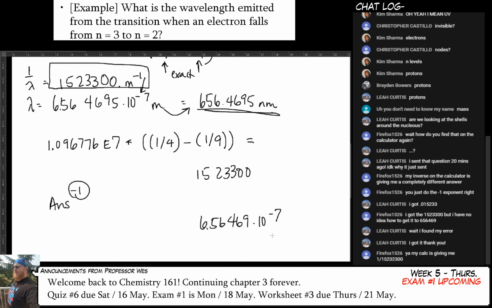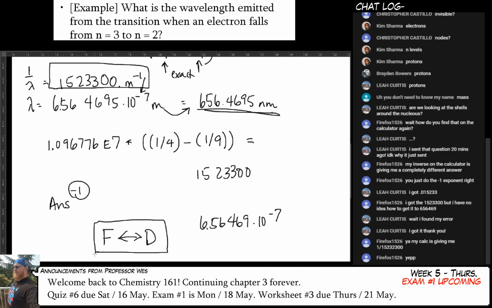If you have a button that says 1 divided by X, then that also works. Oh, are you using a Casio? If you're using a Casio, you should have a button that looks like this, or something like that. Press this button, and it will turn your fraction into a decimal.